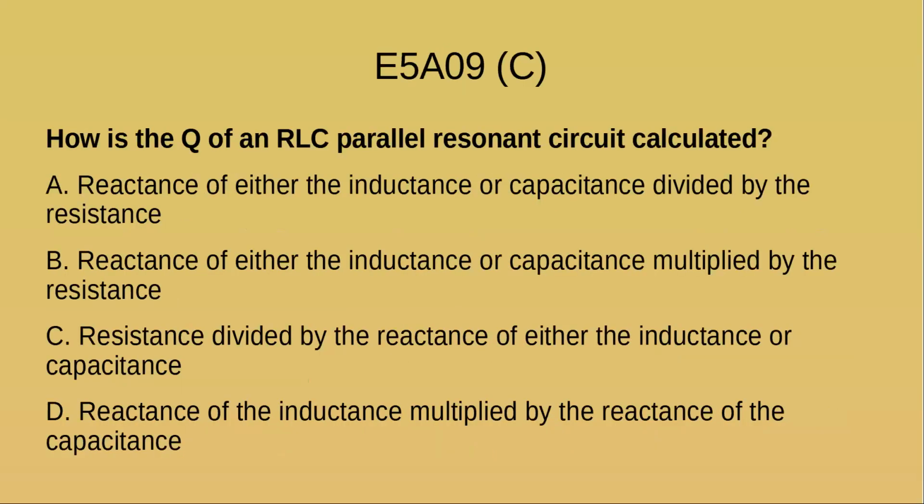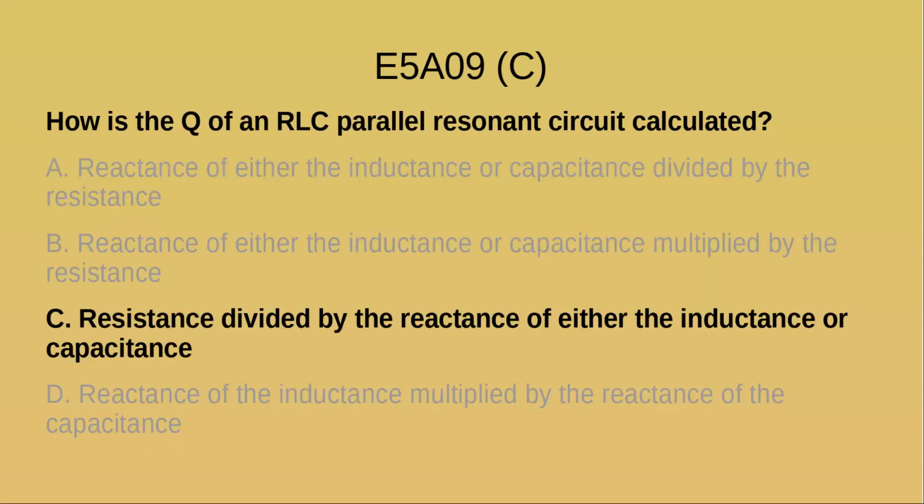How is the Q of an RLC parallel resonant circuit calculated? I heard a Charlie. A second, Charlie. Seconded to Charlie. Third Charlie. And it's Charlie. Resistance divided by the reactance.